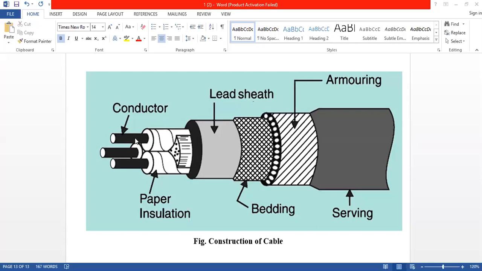Then over that conductor there is paper insulation, in order to provide insulation between the conductor and the lead sheet. This is our layer of lead sheet, which will increase the strength. Then this is our beading. Then the next layer is armoring, and the last layer is serving, which protects the cable's internal part from mechanical damage. So we'll see in detail.